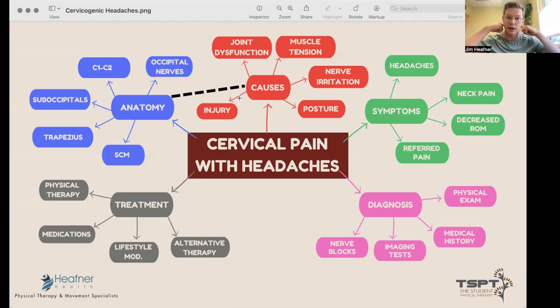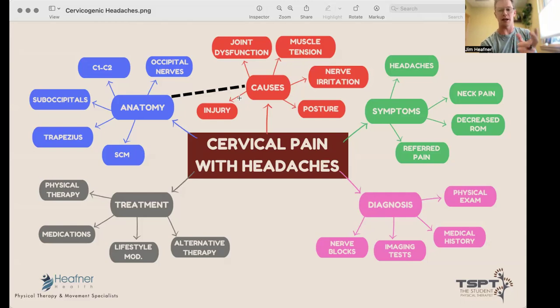That creates tension in the suboccipitals. It creates tension in the upper trap. It creates this working stress across the SCM. Those are all causes then of the cervicogenic headaches. So what will we see? We'll often see a unilateral headache that has sort of a ram's horn distribution. They'll likely come in with neck pain as well.